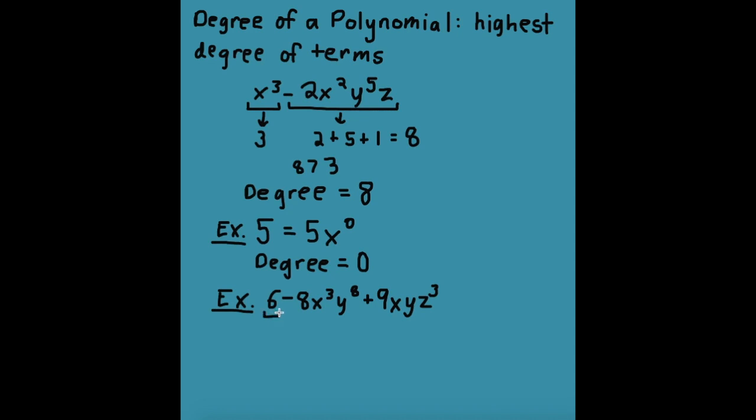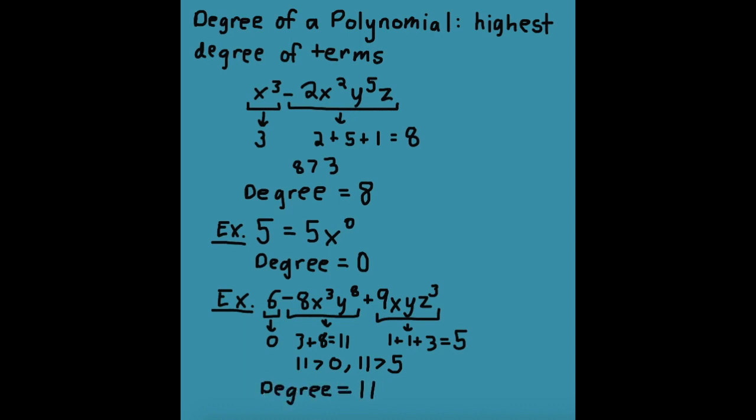The first term, which is 6, has a degree of 0, since 6 is the same as 6x to the 0 power. The second term, negative 8x cubed times y to the 8th, has a degree of 3 plus 8, which equals 11. The third term, which is 9xyz to the third power, has a degree of 1 plus 1 plus 3, which equals 5. Since 11 is greater than 0 and 11 is greater than 5, the degree of the whole polynomial is 11.